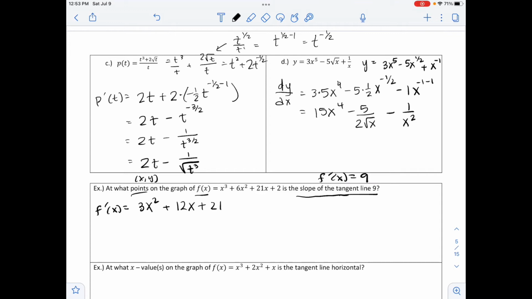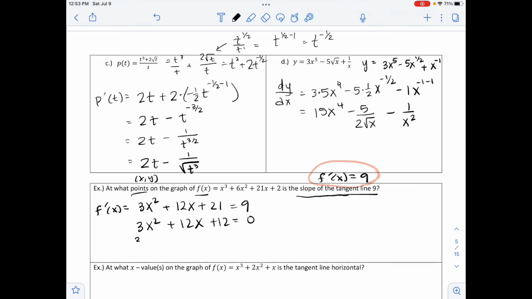And so I need to set this equal to 9, as it was wanting us to do here. So setting this equal to 9. And again, remember, when you have a quadratic or anything with a higher power, one side needs to be 0. So I am going to subtract 9 on both sides. So we have 3x squared plus 12x plus 12 equals 0.